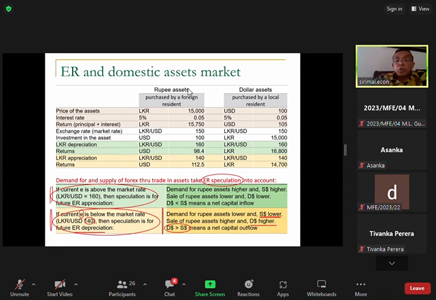Then the demand for rupee assets would be higher. That means there will be increased supply of dollars. Also, sale of rupee assets would be lower, so demand for dollars will be lower, as people don't want to take their money back. That creates excess supply of foreign exchange in the market, which means there would be a net capital inflow, which will appreciate the exchange rate.